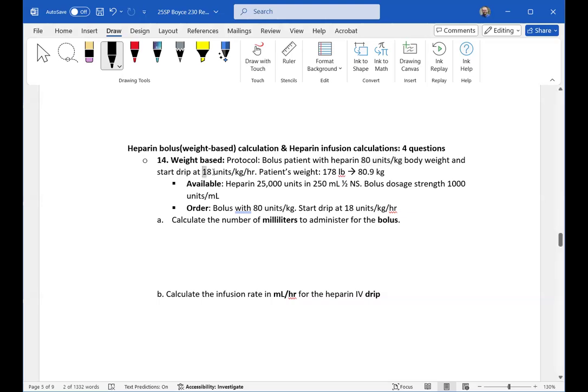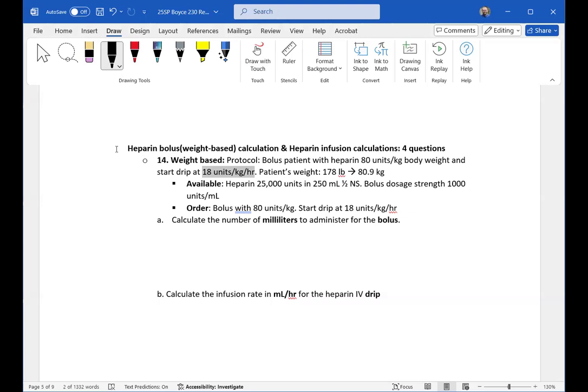So the initial rate is also going to be based off of the patient's weight. It's 18 units per kilogram per hour. Okay. Now, again, anytime you see kilograms in the denominator or as part of your order, you're going to be incorporating the patient's weight, whether it's in pounds, you convert to kilograms, or the patient's weight in kilograms.